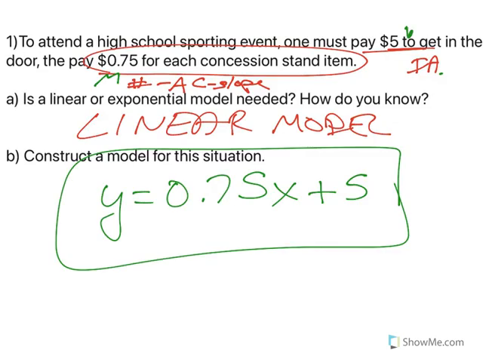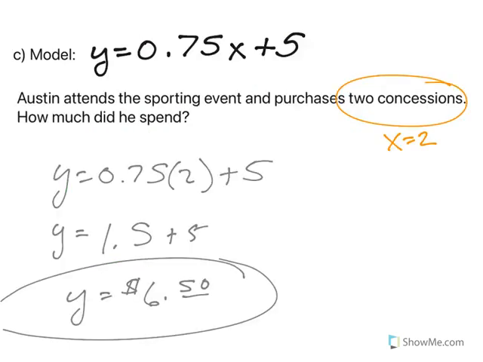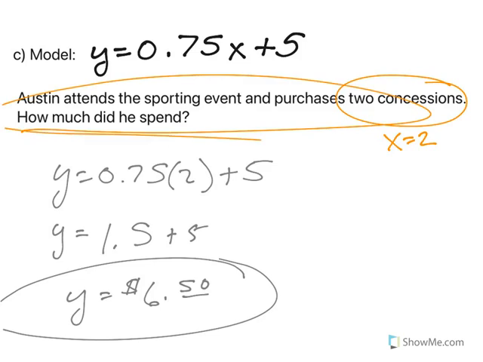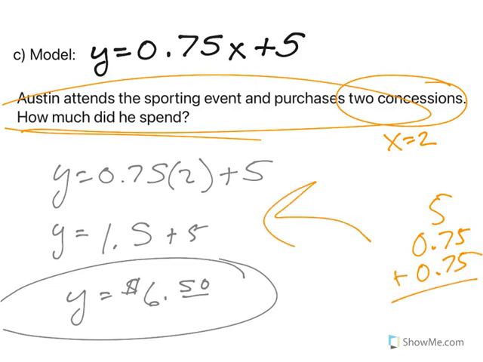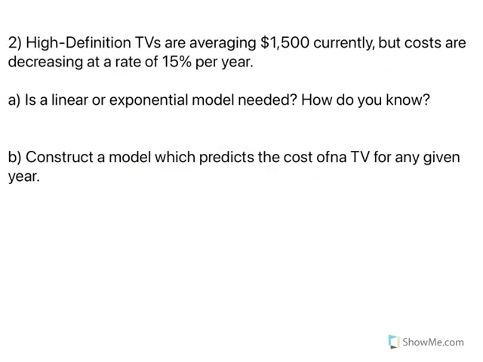I hear students every semester say, oh man, I don't really know how to do this. Even if you struggle with constructing a model, you all can figure this out. Because you're like, oh, I paid $5 to get in the door, and then I bought 2 concessions at 75 cents each. Even if you don't use the model, use your common sense even if you struggle with the equations. Moving on to number 2.